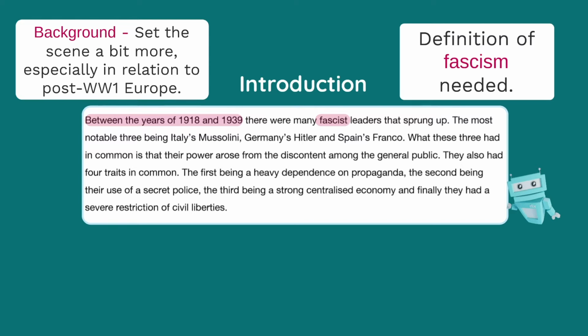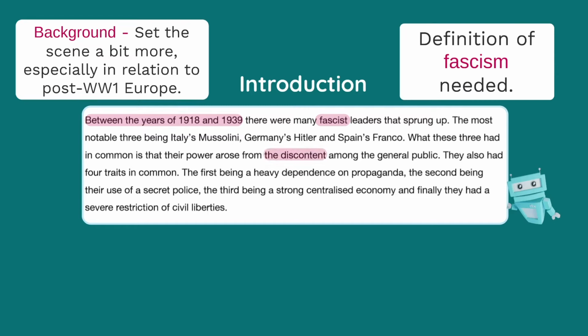A short definition of fascism would be fantastic there, just so you can show the examiner I know exactly what fascism is. I'm not mixing it up with communism or something like that. I know what fascism is, and this is what it is. So learn off a one or two sentence definition of fascism.